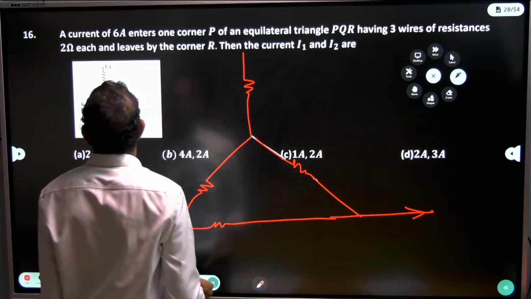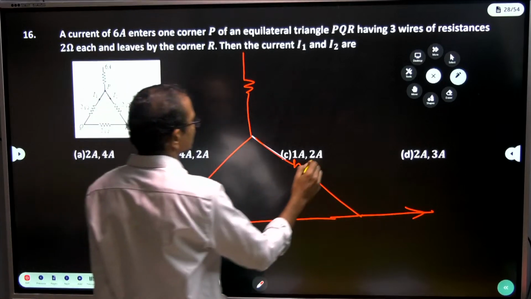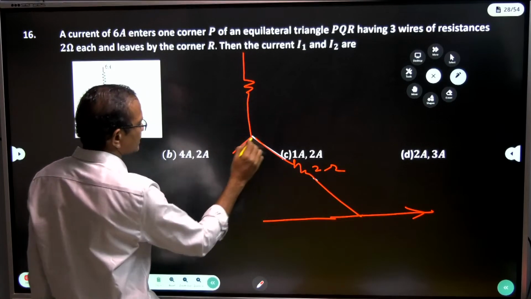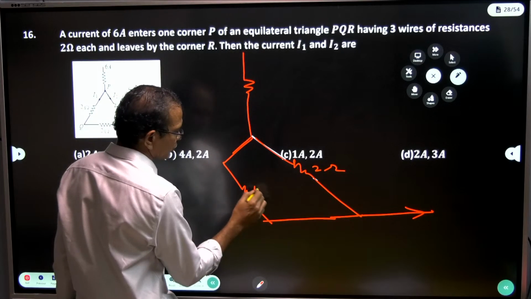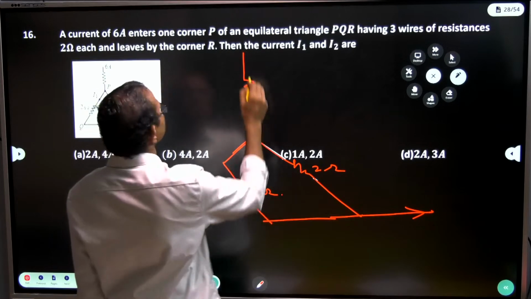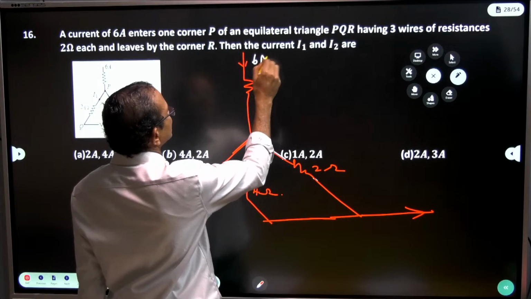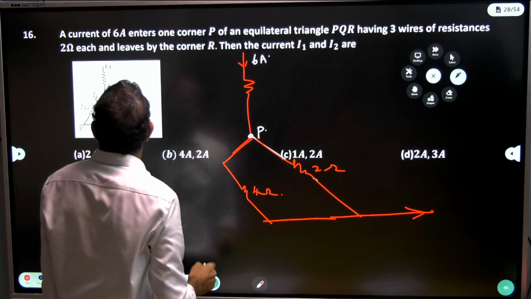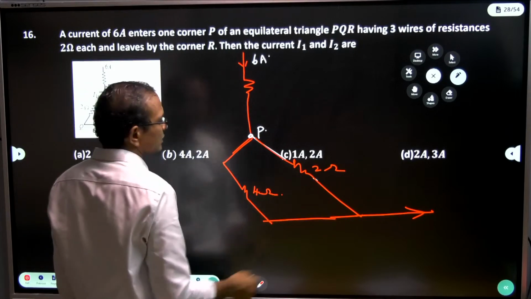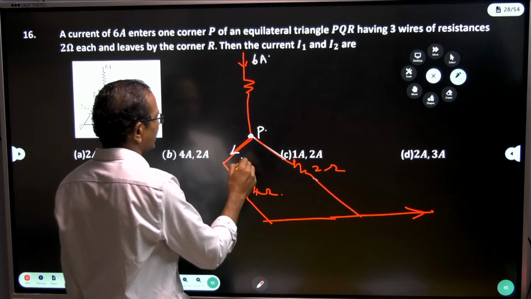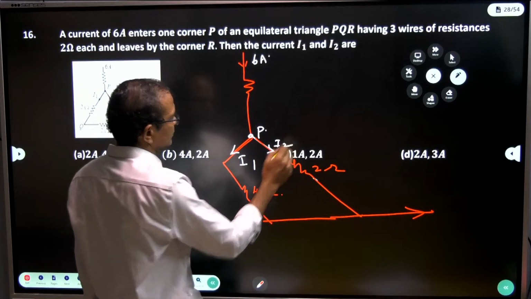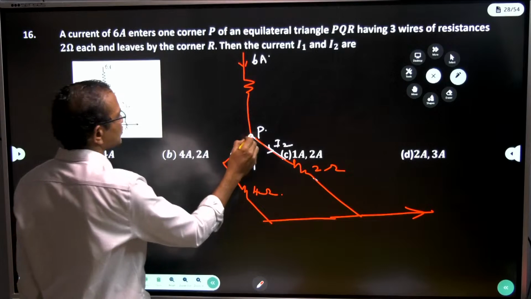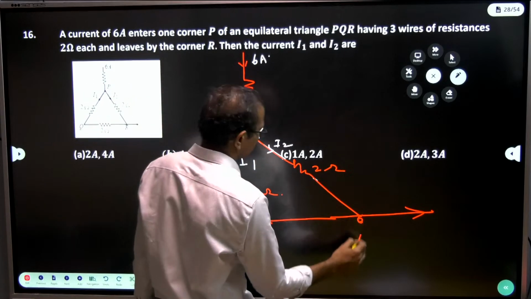It's as simple as this: this is 2 ohm, this is 2 ohm. So clearly the two 2 ohm resistors connected give 4 ohm. This is 6 ampere that's coming in. So point P, this is 2.4 current. What do they want? This is I1, this is I2. This is point P, this is point R according to them.